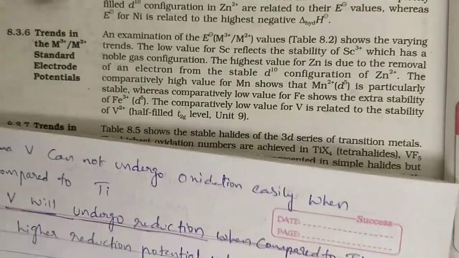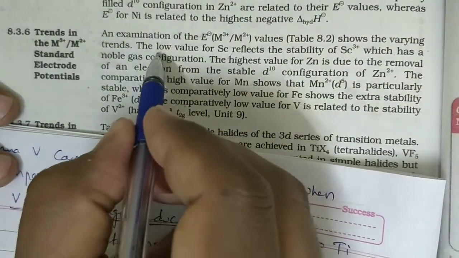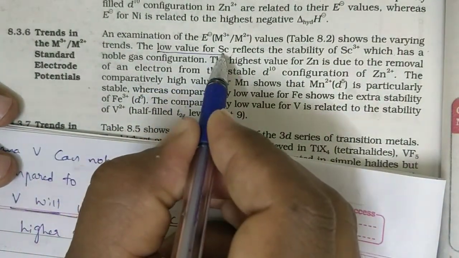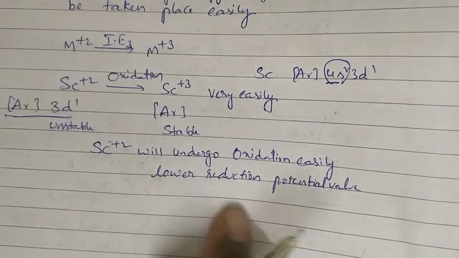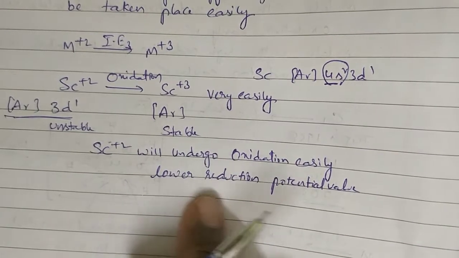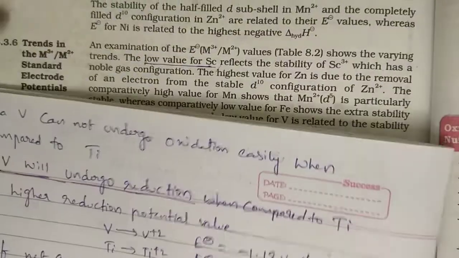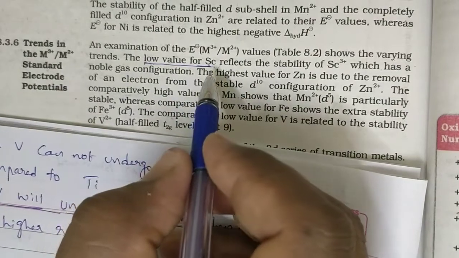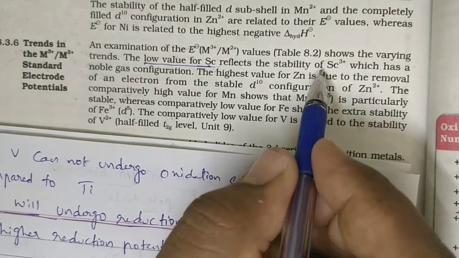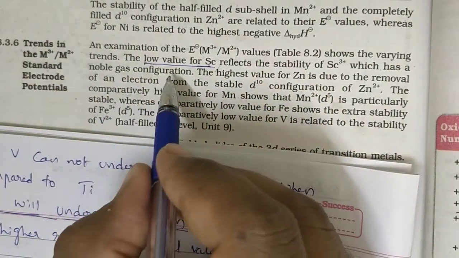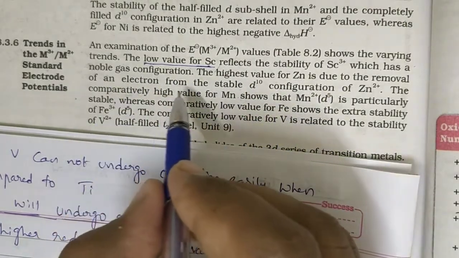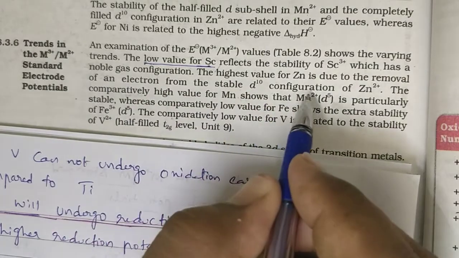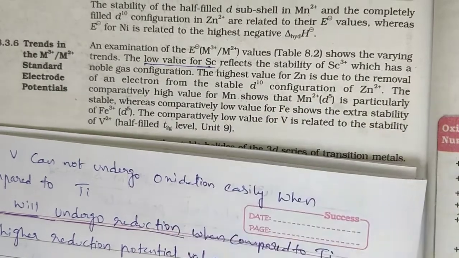Now observe. That one will undergo oxidation easily, meaning it has a lower reduction potential value. That only. The low value for scandium reflects the stability of Sc+3, which has a noble gas configuration. The highest value for zinc is due to the removal of an electron from the stable d10 configuration of Zn+2. Okay, now coming to zinc, let us see.